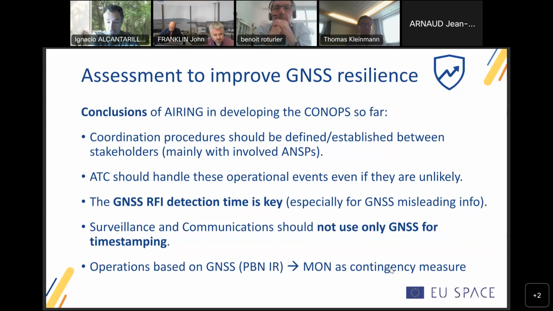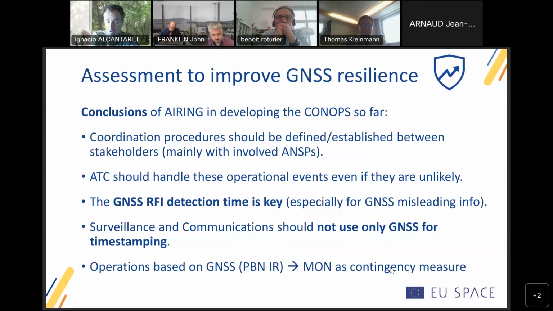We should, or aviation should, not use only GNSS for time stamping when using it for surveillance and communication. This is a very important recommendation, that GNSS should not be the common mode of failure of CNS.